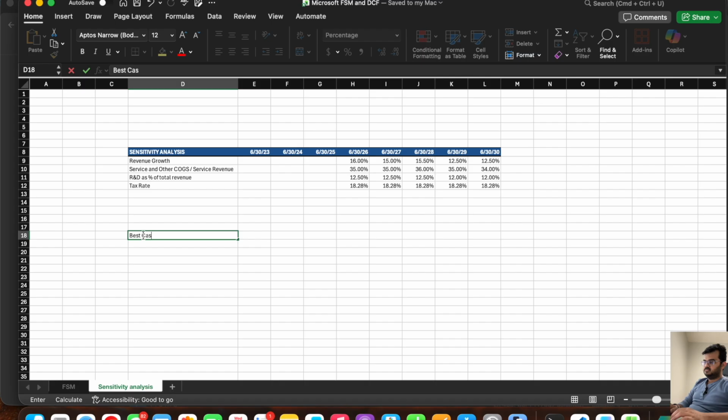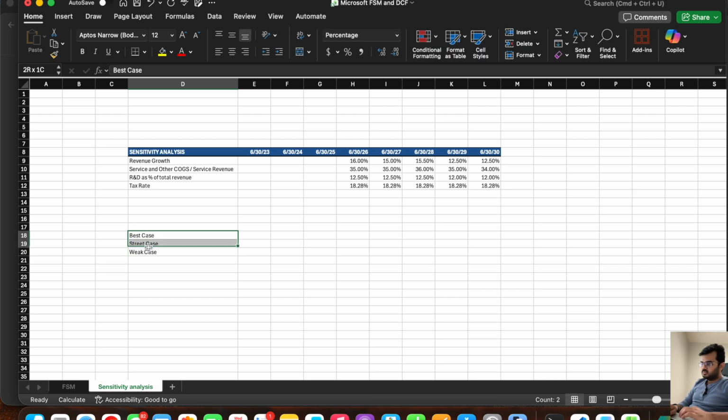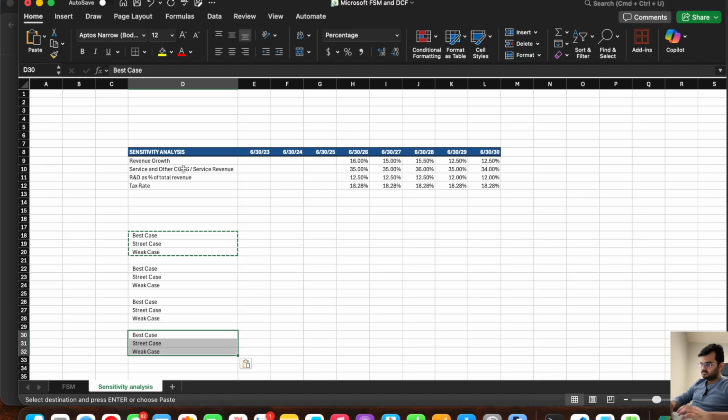That is best case, street case and weak case. So I'm just going to indent this. Maybe you will get to know why I'm doing this here now. Copy this, copy this.